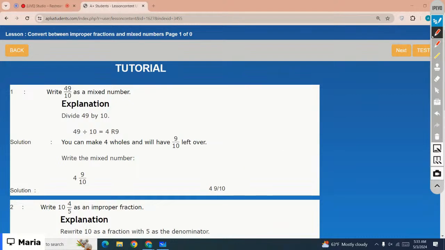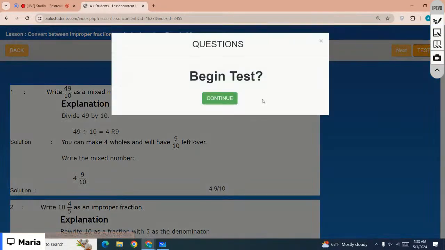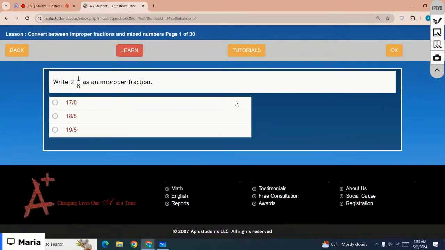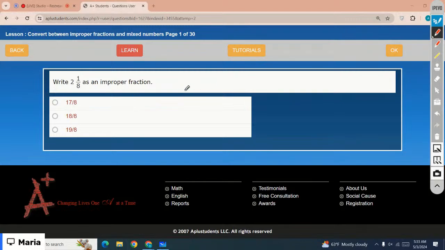Okay, let's just start with the test questions. Write 2 whole 1 by 8 as an improper fraction. So 2 whole 1 over 8. This is the whole number, this is the numerator and this is the denominator. How do we convert? You have to multiply the whole number times the denominator, 2 times 8, and you need to add the numerator. So that would be 8 times 2 is 16, and 1, 17 over 8.